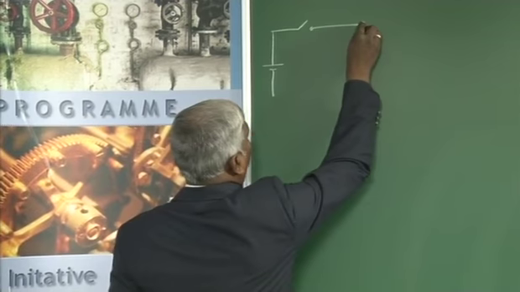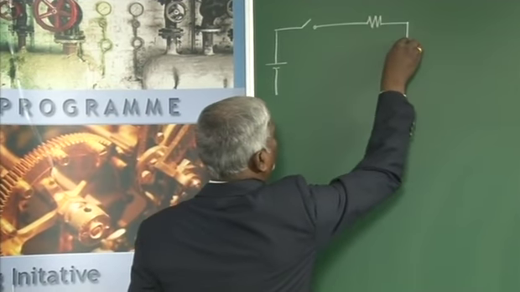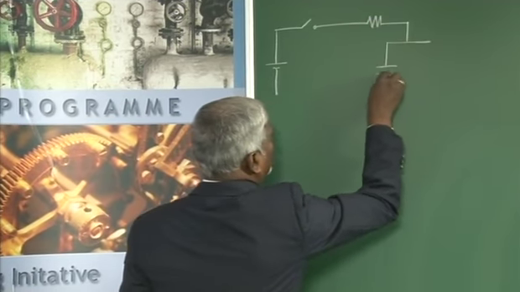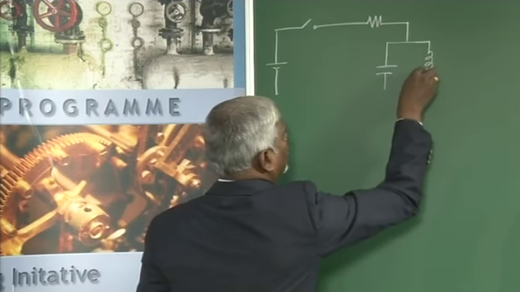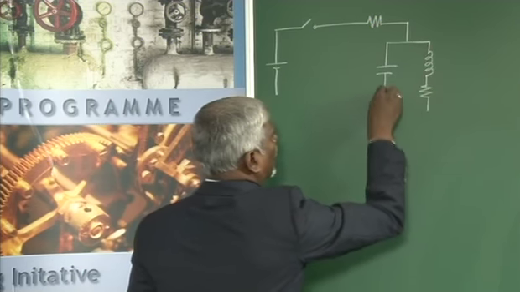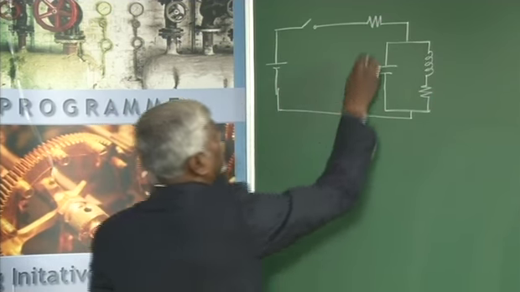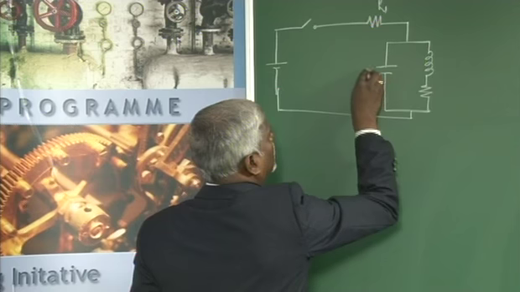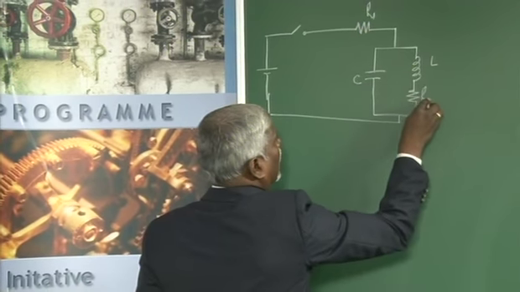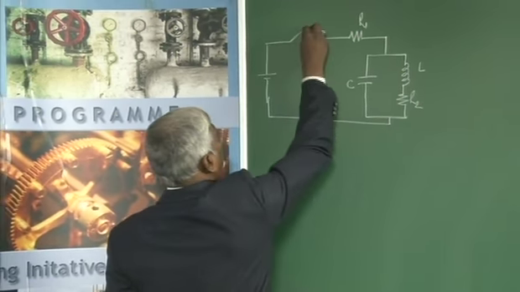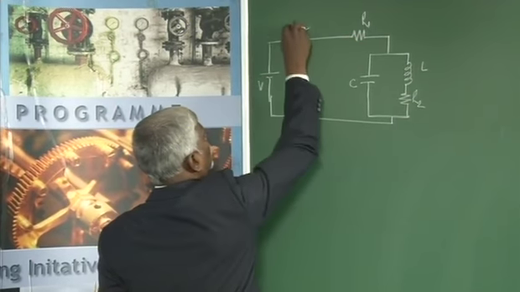It is a switch where there is a resistor, there is a capacitor, there is an inductor, and another resistor in parallel. This is R1, this is C, L, R2. So, the switch is closed at t equal to 0.